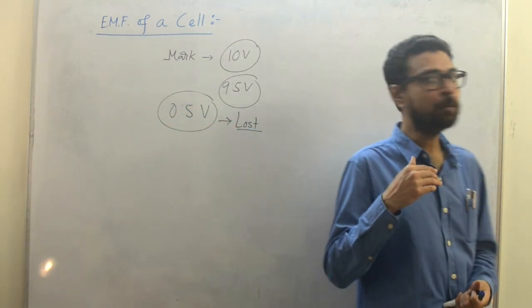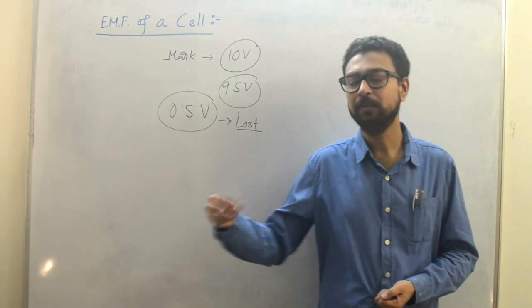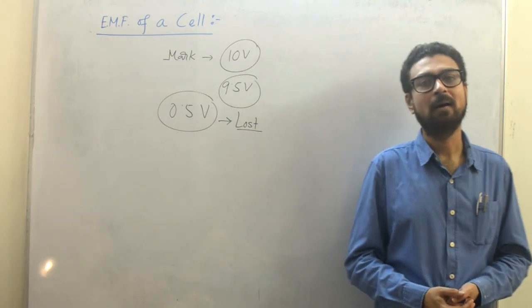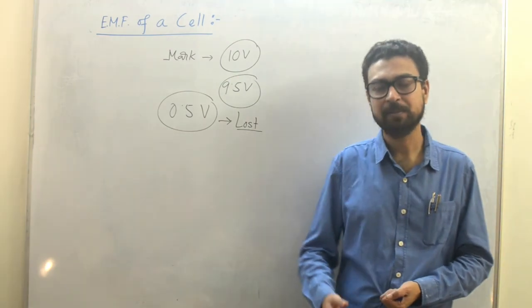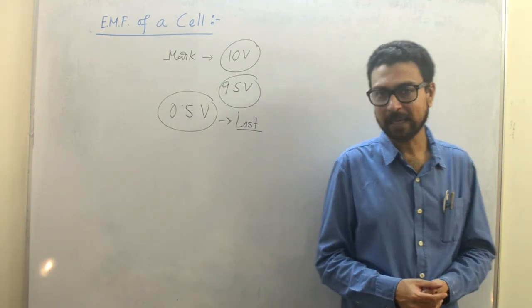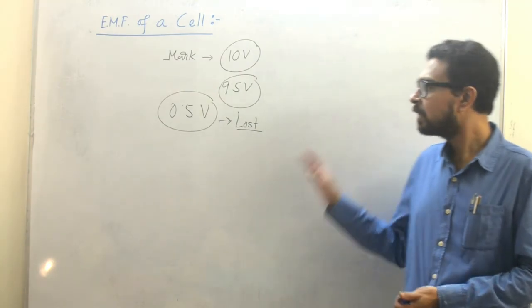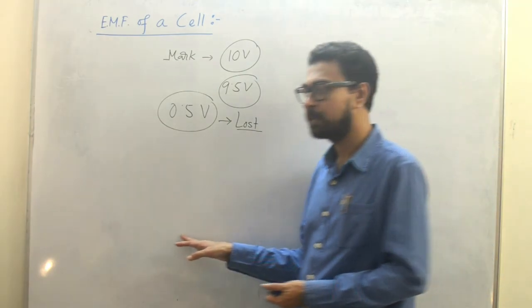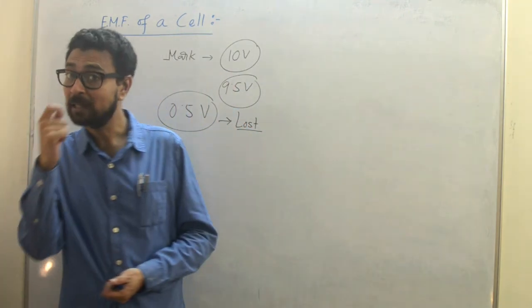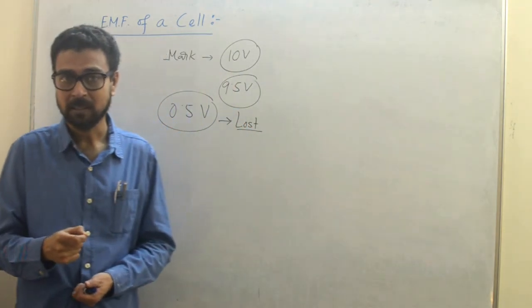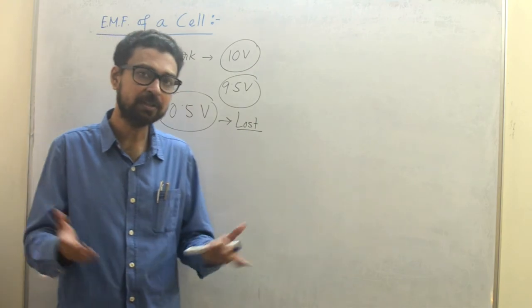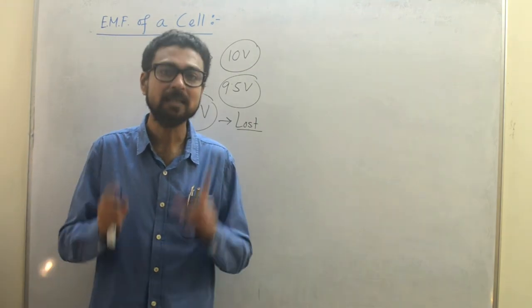Ideally, we won't get that. Practically, when we use this in lab experiments or in real life, we won't get this EMF as it is. We get a lesser value than this. So this is the concept of EMF, and the potential that we are obtaining within the circuit. How can we measure it? We can measure it through a voltmeter because it is a potential.